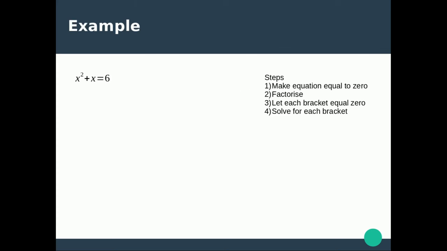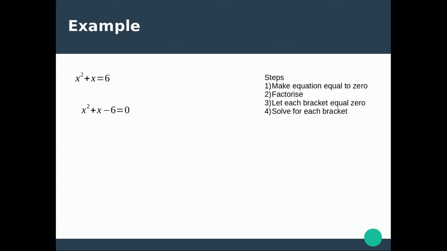Okay, so let's have an example. So here's our first equation. I know it's quadratic because I've got that x squared there and nothing higher. So the first thing I've got to do is make this equation equal to 0. So I'm going to subtract 6 from both sides and I get this. Now this is the normal form that you're going to deal with, and usually it will look like that.